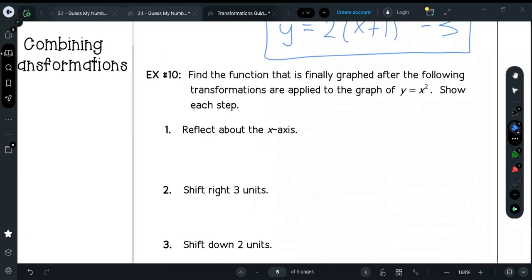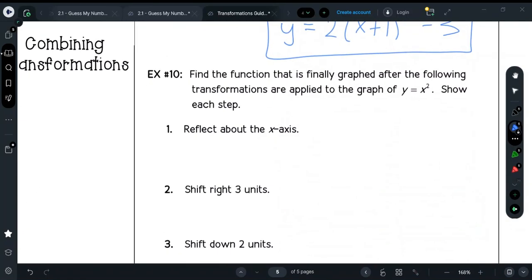And example number 10. Find the function that is finally graphed, applied to the graph of y equals x squared. Show each step. Number 1, reflect about the x-axis. So we're starting with y equals x squared. To reflect across the x-axis, that means we need a negative sign outside of the equation. And when you put a negative outside, that means in front. So right here in front.